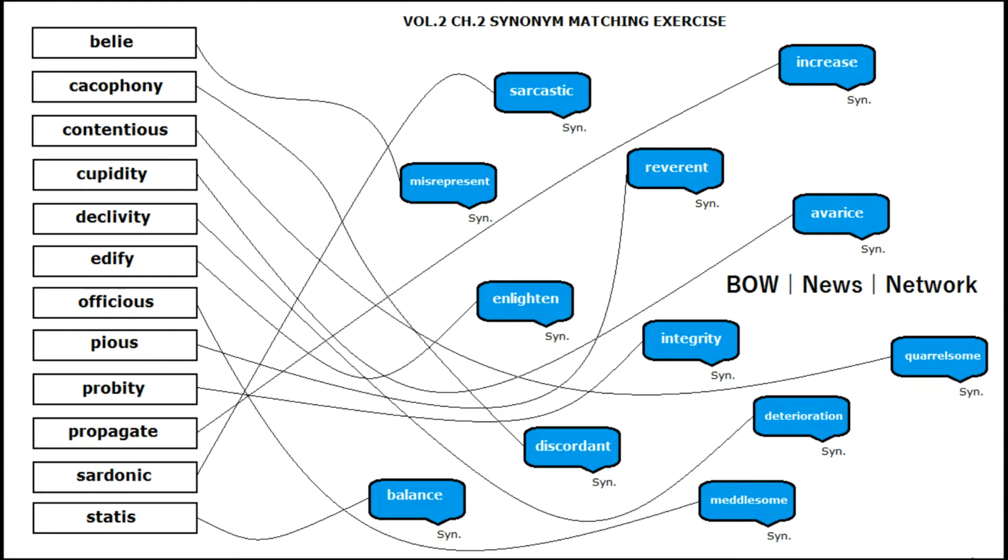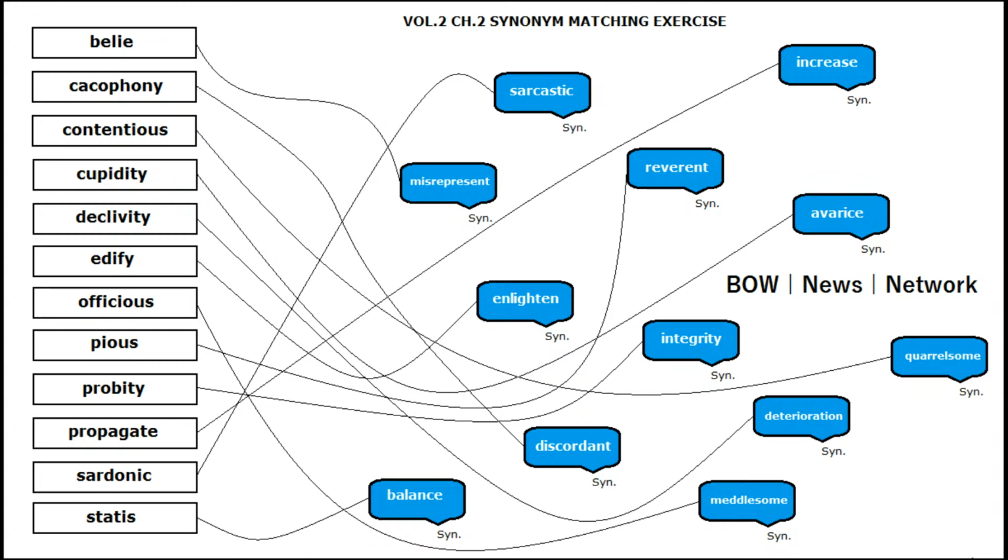We did have sample sentences for each of these words. You can always go back to the previous chapter. Propagate matches to increase. Sardonic, a synonym for that one would be sarcastic, and stasis was balance. So this is our answer sheet for the previous synonym exercise from Chapter 2.